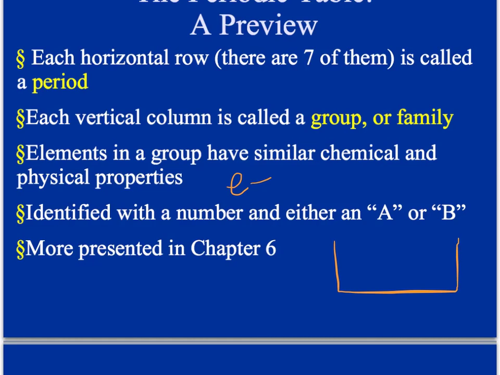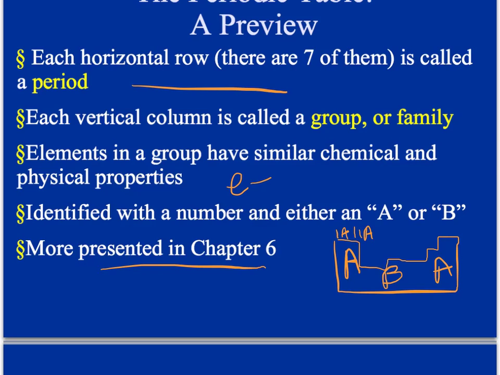So when we look at the periodic table, and this is obviously just a rough sketch, these in the middle here are B's, and here are our A's. Take a look at your own periodic table, and you'll see it says 1A, 2A, with Roman numeral 1, Roman numeral 2A. Like I said, we'll talk more about this in Chapter 6. But the highlight here is if we're going across, we call it a period, and if we're going down, we call it a group or a family.